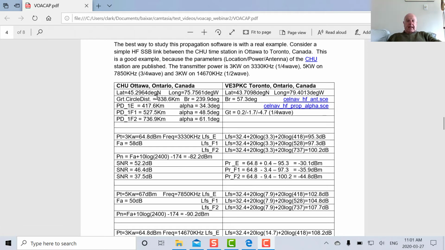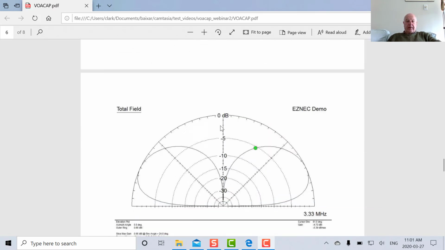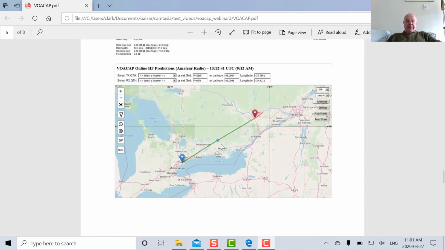So in VOACAP, what you have to do is put in the latitude and longitude. So let's just quickly do it. Go down to the VOACAP screen down here. There's the VOACAP screen. So on my transmitter here, I put in the latitude and longitude of CHU, which you can get from their website at the National Research Council. I put in the latitude and longitude for my location here. In terms of the mode, I've got SSB. The power I've set at 1,000 watts. Now the actual power of 3.33 megahertz is 3 kilowatts. So we have to make a 5 dB adjustment in the table.